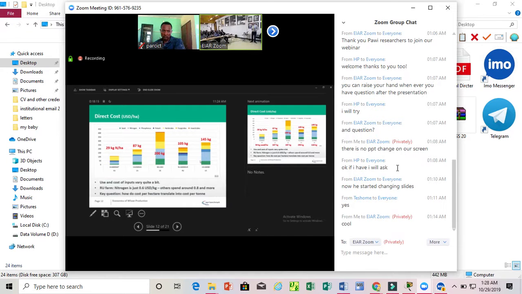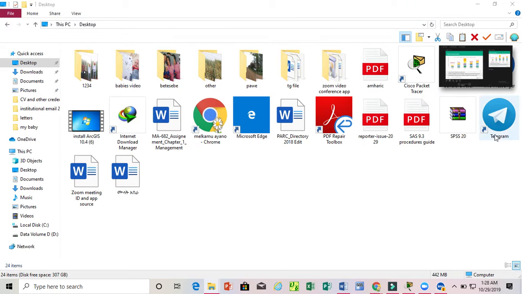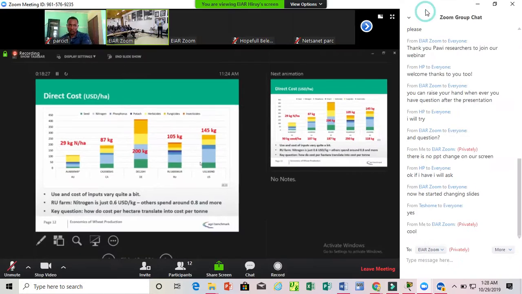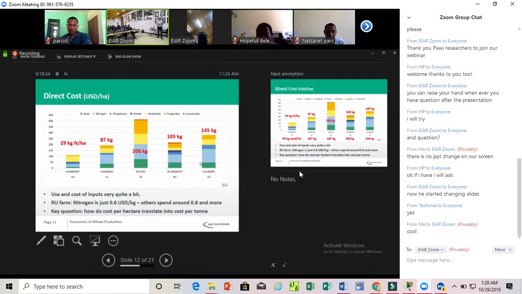This is the amount of nitrogen that those systems apply. So for instance, this Australian farm only applies 30 kgs of nitrogen. The Canadian spends roughly 90, the German 200 kgs, the Russian 100, and the US 145. So that gives you an idea about the variability of input usage.